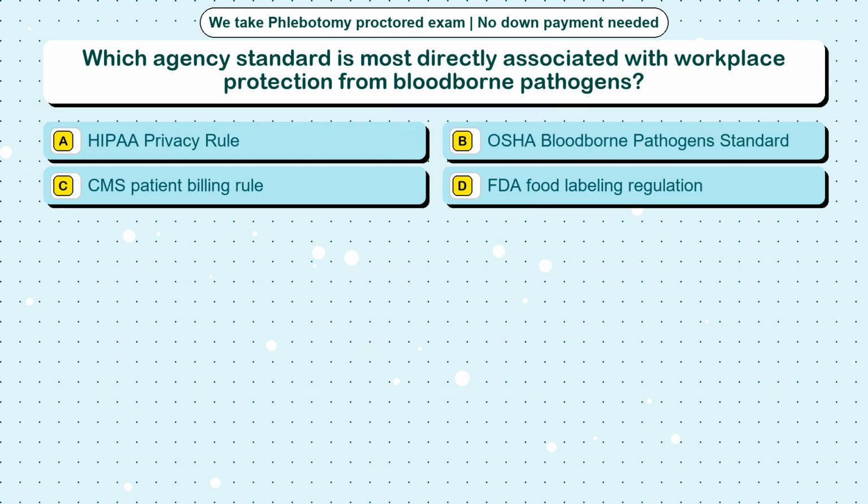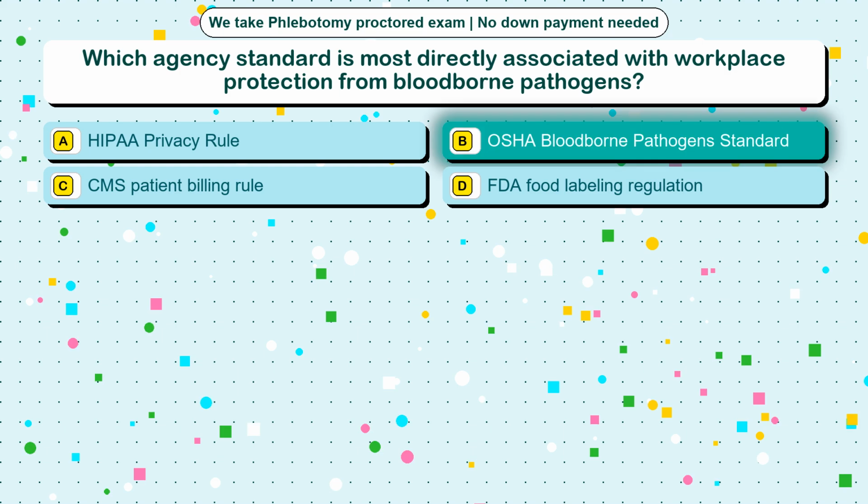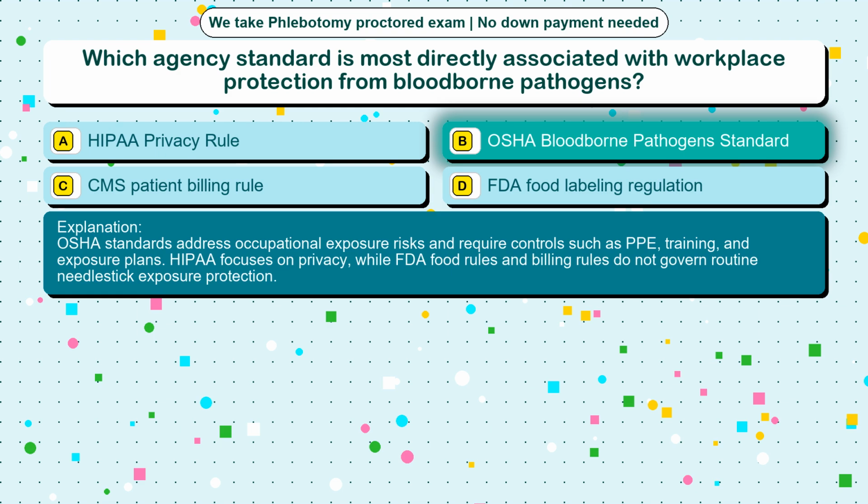Question 83. Which agency standard is most directly associated with workplace protection from bloodborne pathogens? Option A. HIPAA Privacy Rule. Option B. OSHA Bloodborne Pathogens Standard. Option C. CMS Patient Billing Rule. Option D. FDA Food Labeling Regulation. The correct answer is option B. OSHA Bloodborne Pathogens Standard. OSHA standards address occupational exposure risks and require controls such as PPE, training, and exposure plans. HIPAA focuses on privacy, while FDA food rules and billing rules do not govern routine needle stick exposure protection.